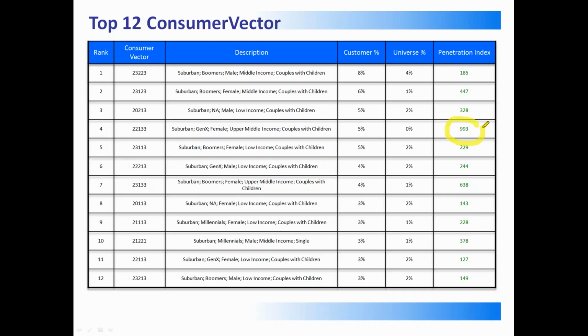see the highest index here of 993 is for suburban, Gen X, females, upper middle income couples with children. So they're nuclear families, the mom is driving the decision, they're young families, Gen X, they live in the suburbs, and they're upper middle income. All right, so this is kind of your statistical sweet spot. But again, with it being only 5% of 133 customers, if you added 5 more customers, it's going to jump above the highest frequency. So you have to take these with a grain of salt. And again, these would be more useful and more interesting once we start getting a bigger customer file.